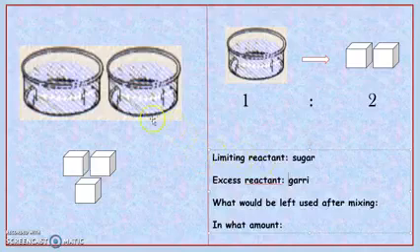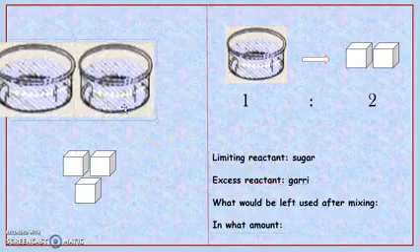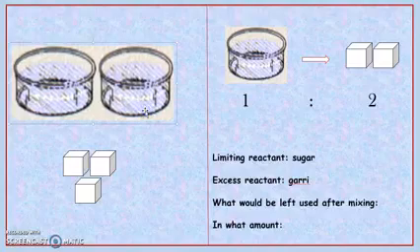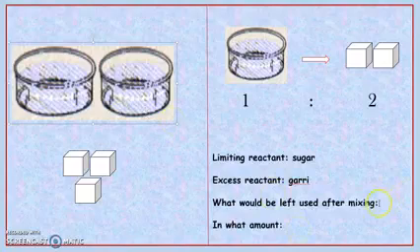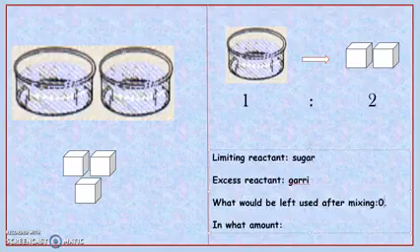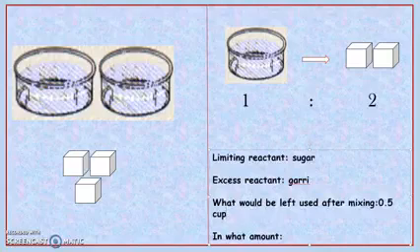We find out that we did not use the whole garri, we used only 1.5 cups. So half a cup of garri will be left unused, right? So we have half a cup of garri, which is 0.5 cup, left unused. Already we know it is 0.5, which is half a cup. 0.5 cup will be left unused.